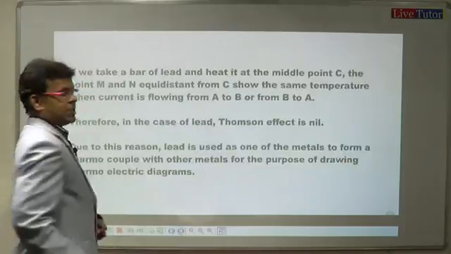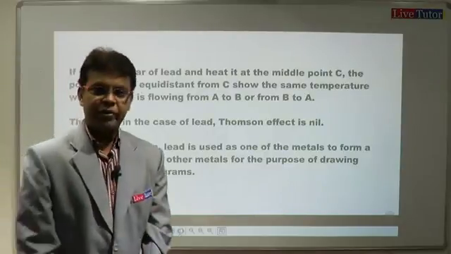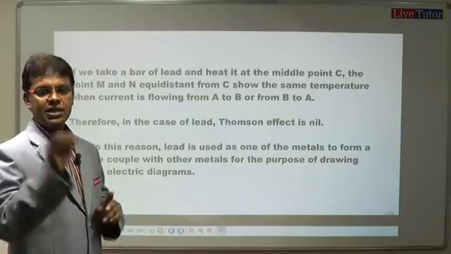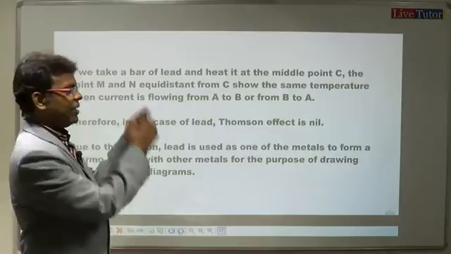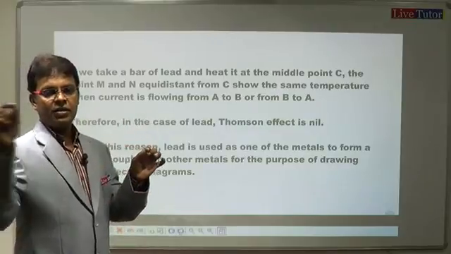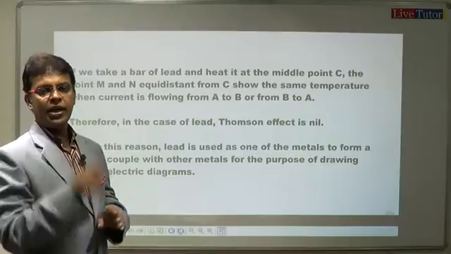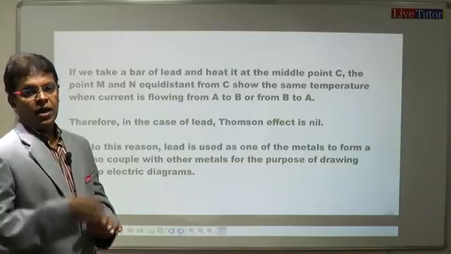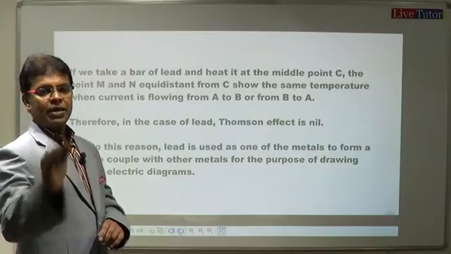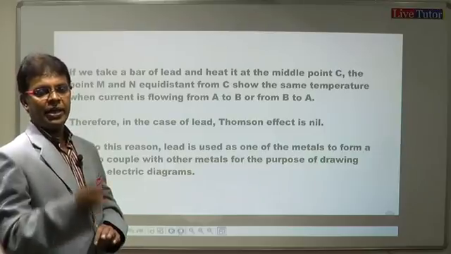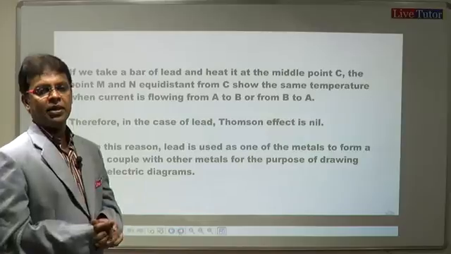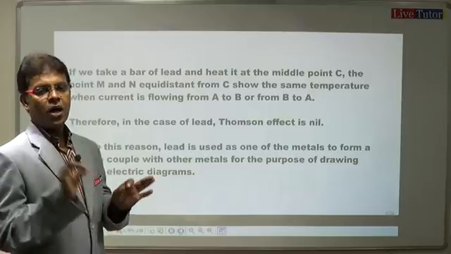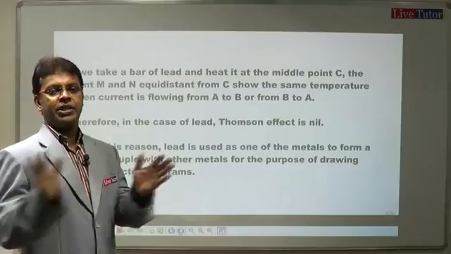Okay, the next point is a different metal, say for example lead, right? If you are taking lead and heat it at the middle point C, in the same method follow பண்றோம், right? A ல இருந்து B க்கு current போகுது, C என்ற பாயிண்ட்ல ஹீட் பண்றோம். பட் என்ன மெட்டல் எடுத்துறோம், we are taking lead, right? They are showing the same temperature when the current is flowing from A to B. அந்த M N ரெண்டு பாயிண்ட் இருக்கு இல்லையா, அந்த ரெண்டு பாயிண்ட்மே same temperature only showing though the current is flowing. அப்ப என்ன சொல்லலாம், for lead the Thomson effect is nil, zero, there is no effect.